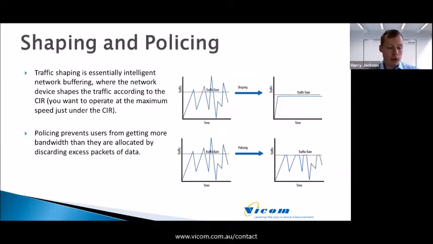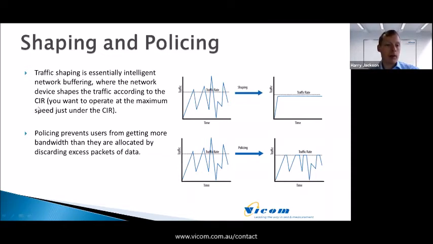And the final two bits of terminology that we'll talk about today are shaping and policing. So traffic shaping is essentially an intelligent network buffering system where the network device shapes the traffic in accordance to the CIR. So the CIR is your committed information rate, and that's an agreed bandwidth that you've agreed upon in your service level agreement between a network provider and a customer.